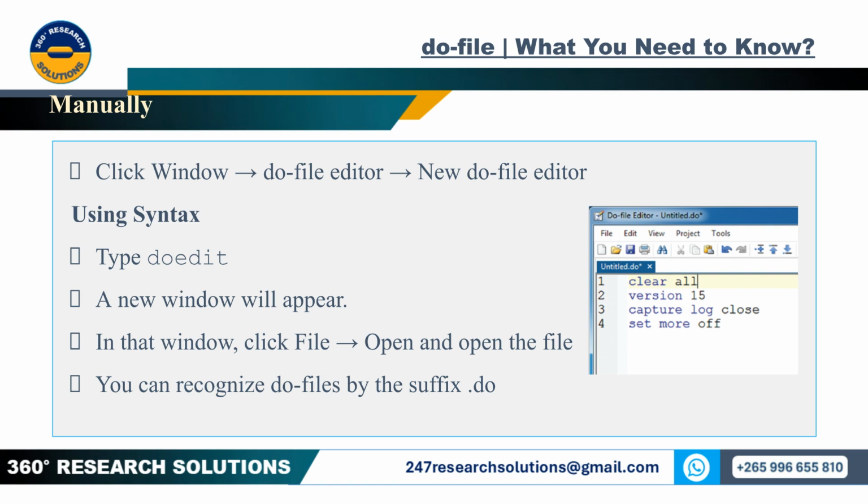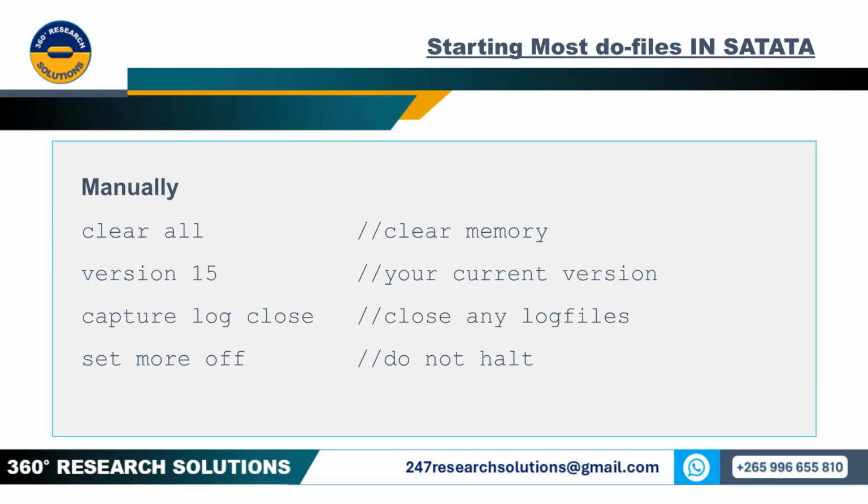To open a do file manually, click Window, Do-file Editor, New Do-file Editor. Using syntax, type doedit. Do files have the suffix .do. Most do files in STATA start with commands such as clear all to clear memory, version 15 to specify your version, capture log close, and set more off to prevent halting.